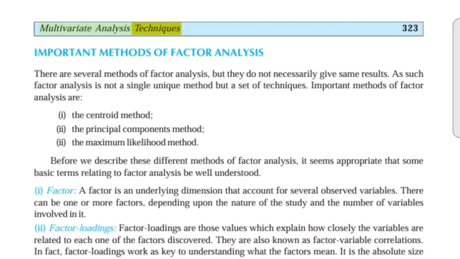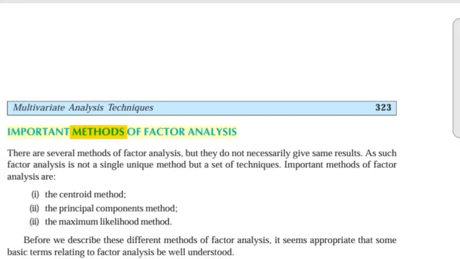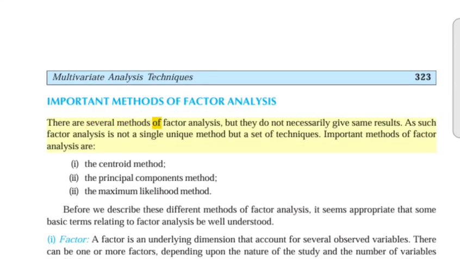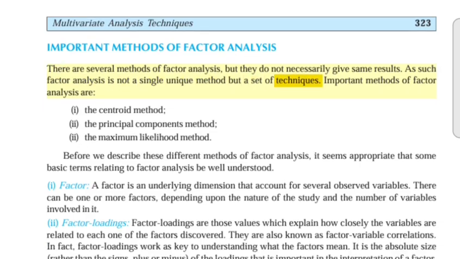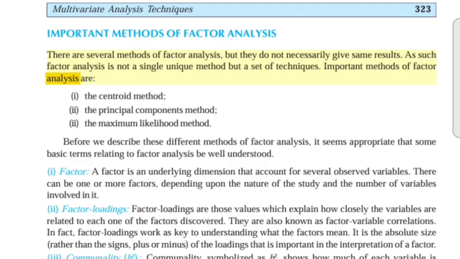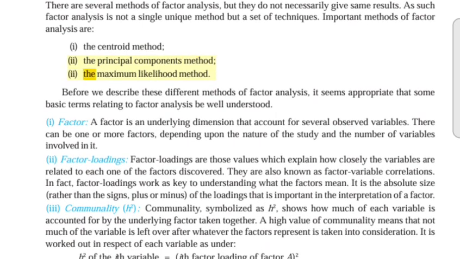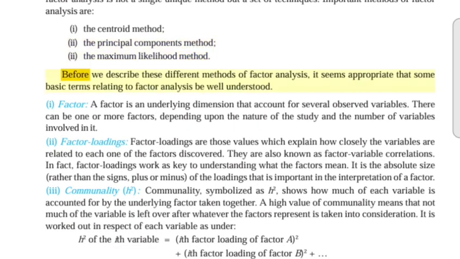Important methods of factor analysis. There are several methods of factor analysis, but they do not necessarily give the same results. As such, factor analysis is not a single unique method but a set of techniques. Important methods of factor analysis are: one, the centroid method; two, the principal components method; three, the maximum likelihood method.